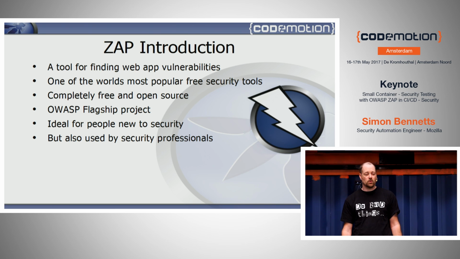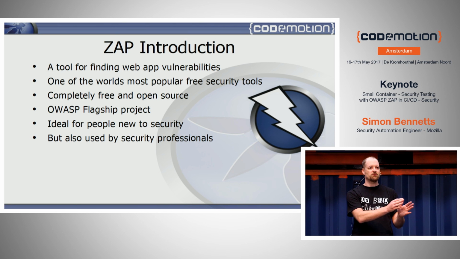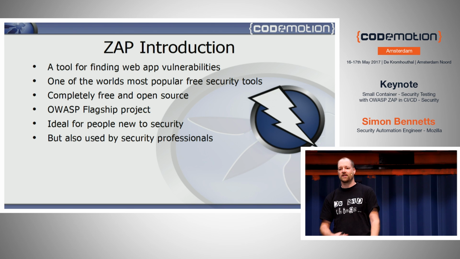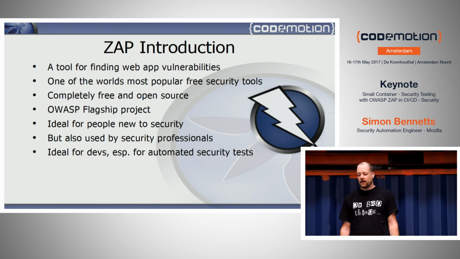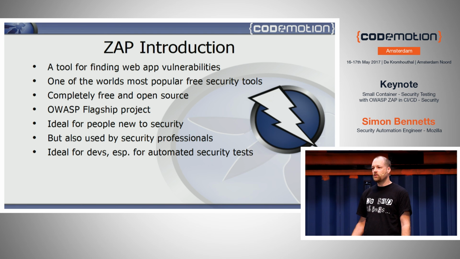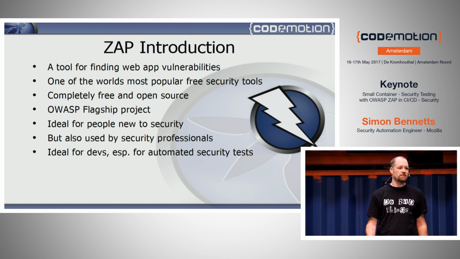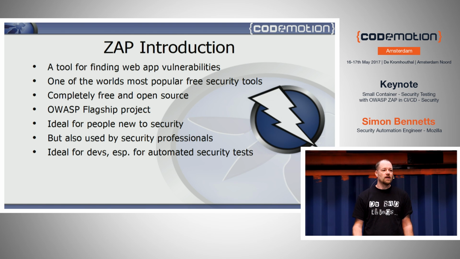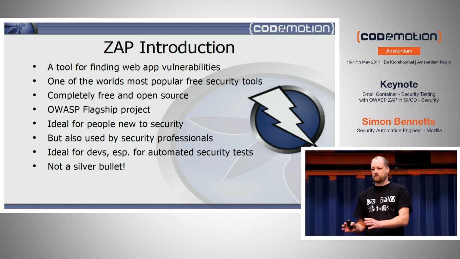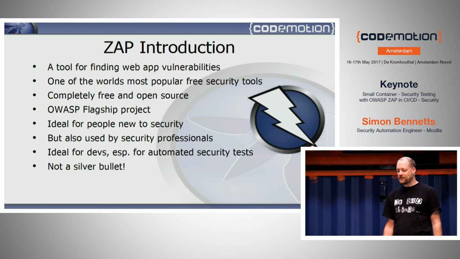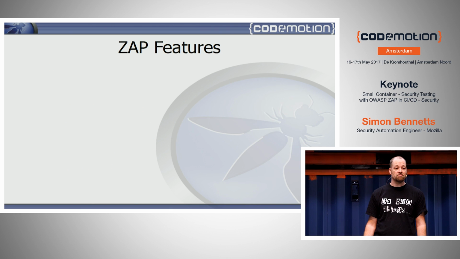However, it was taken up quite early on by security professionals, so we've got this whole range of people who are completely new to security, right up to the hardcore security pros, and you can use ZAP in lots of different ways. One thing, it is ideal for developers, particularly with automated security tests, and it's actually one of the reasons I started ZAP, because I wanted to automate as many security tests as possible to make my life as a developer easier, and ZAP is particularly good at this type of thing. But it's important to say that in the security world, there are no silver bullets, therefore ZAP isn't one of them.